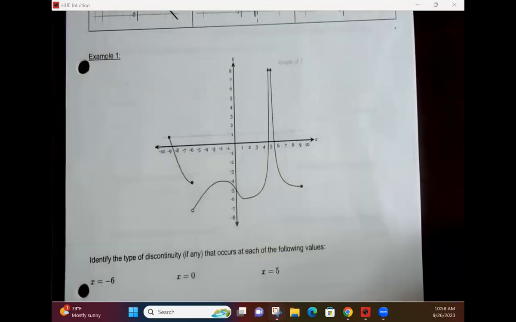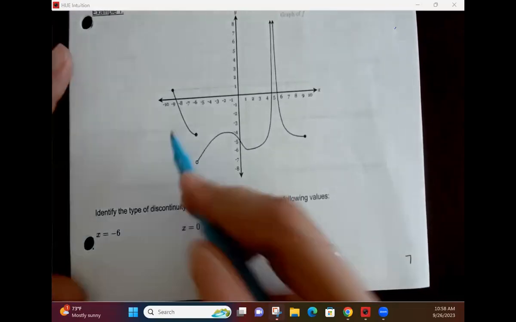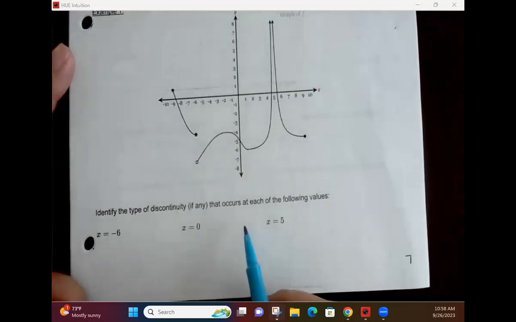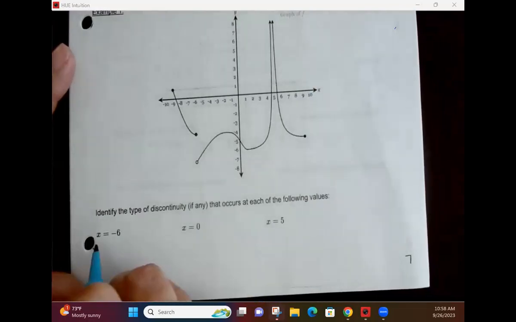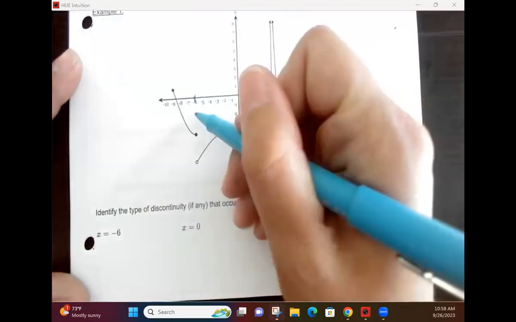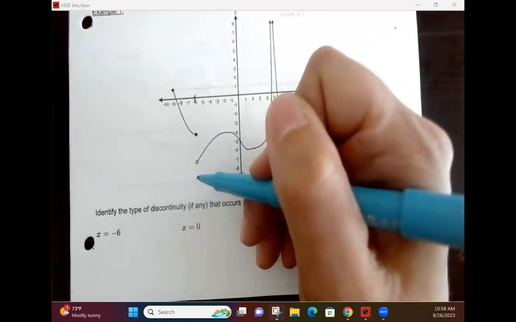So for our first example, here's our graph. And I want to determine for all of these values of x, do I have a discontinuity? And if so, what kind? We'll name it. Or is that just a regular point on the graph? So here's my graph. Identify the type of discontinuity, if any, that occurs with each of these values. So when x is equal to -6, when x is -6, do I have a discontinuity here? Is there something weird that happens when x is -6?